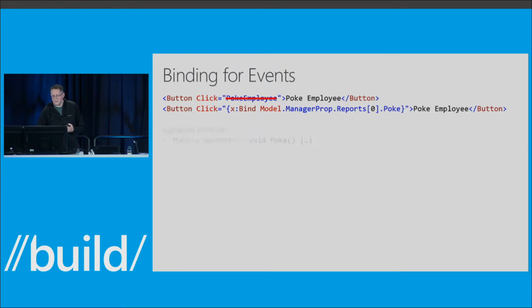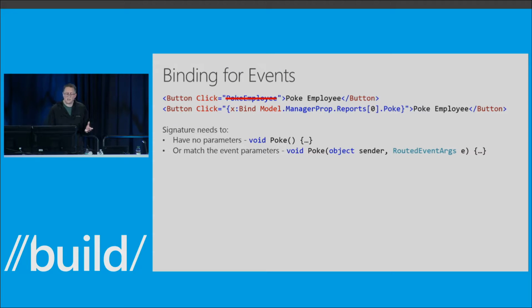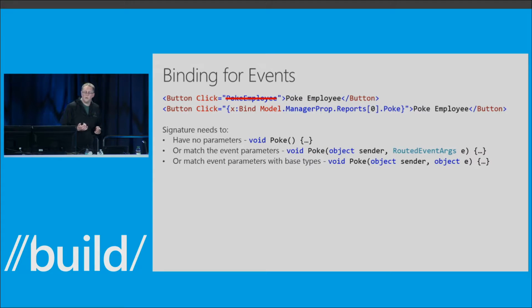So whatever method that is inside my model, it doesn't need to have any parameters. We'll bind to parameterless functions, or it needs to match the event signature. In this case, it's a button click, so it's sender and routed event args. Alternatively, you can also use a signature that has base types of the event. We can call that directly. So in this case, I've used object rather than routed event args. You can use whatever base or interface classes you need.